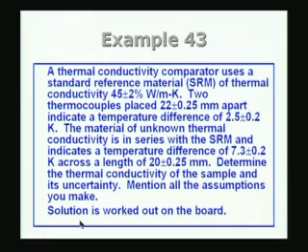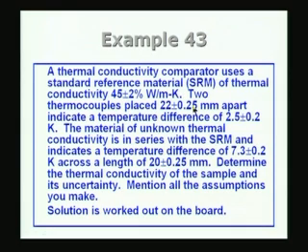So, let us take an example which is actually taken from an experiment which has been performed in our laboratory. A thermal conductivity comparator uses a standard reference material whose thermal conductivity is known to be 45 plus or minus 2% watts per meter Kelvin. Two thermocouples, of course, you can see here that it is a high temperature, high thermal conductivity material we are talking about, and therefore, we will also have to use a relatively large length for the specimen to get adequate temperature drop.